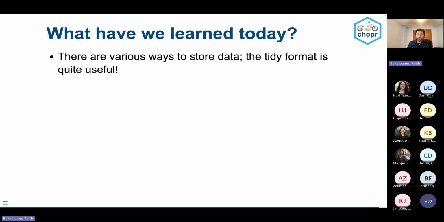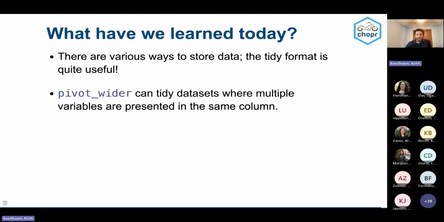One table might be too wide and one might be too long, and we need to combine them and manipulate them in different ways. And we specifically said this tidy format is a really useful way to do this, where each variable has its own column, each observation has its own row, and each cell contains only one value. We talked about the pivot wider function. When we have too many variables in the same column, when we're measuring more than one thing and storing those data in one column, we can pivot things wider.